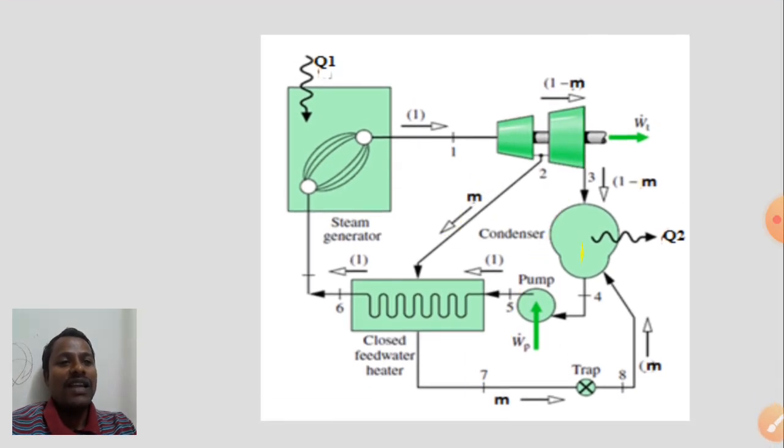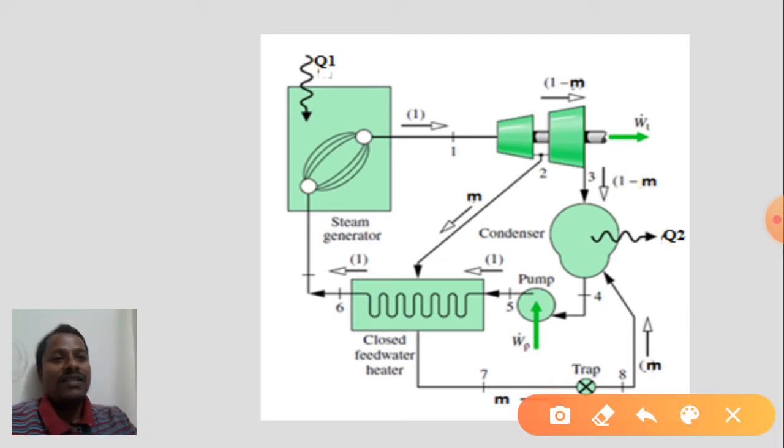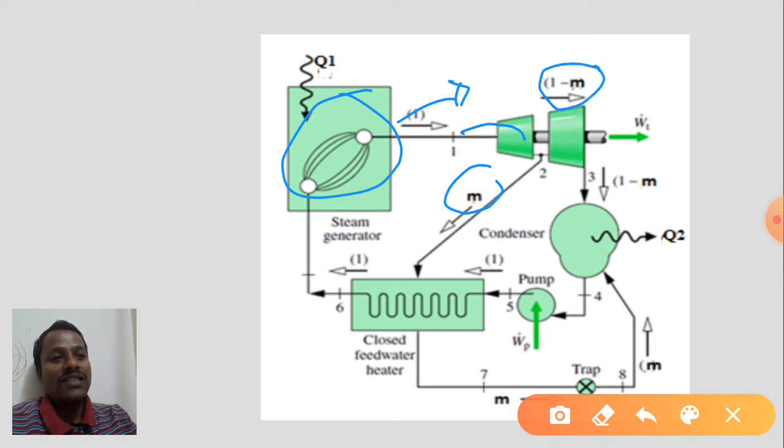So here we have the line diagram, wherein this is the boiler, and at state 1 we are receiving the steam, and 1 to 2 is the turbine stage 1 expansion. Then at point 2 we are drawing m kg out of 1 kg of steam for sending it into the closed feed water heater. So 1 minus m expands in further stages of the turbine. Then 1 minus m enters the condenser and gets condensed.